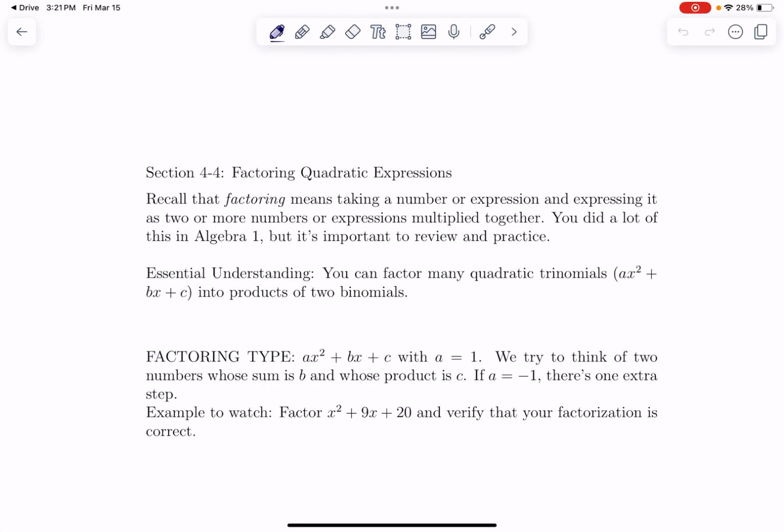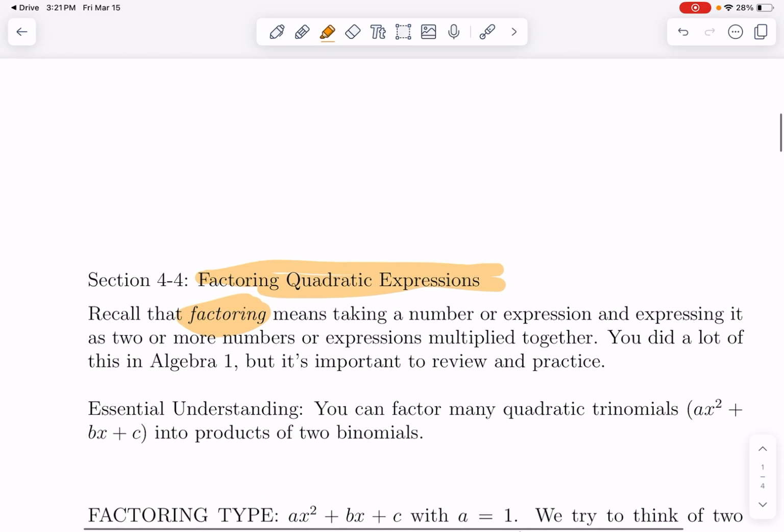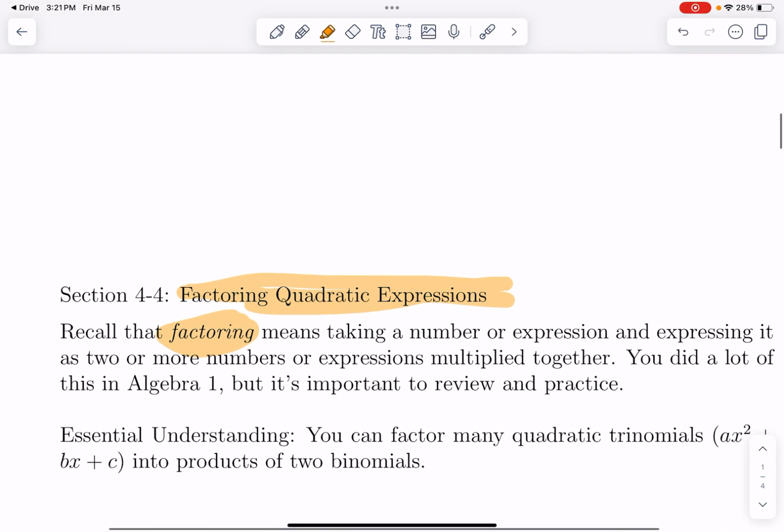Hello everyone. In this section we'll be talking about factoring quadratic expressions. And let's just make sure we really understand this word factoring. Sometimes it gets used without people really embracing what it means. To factor something means to write it in terms of things multiplied together, typically simpler things multiplied together.